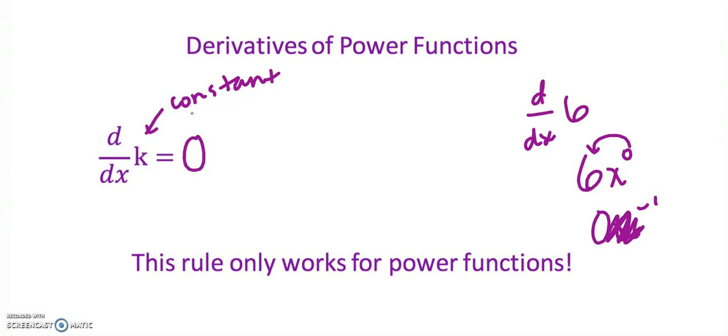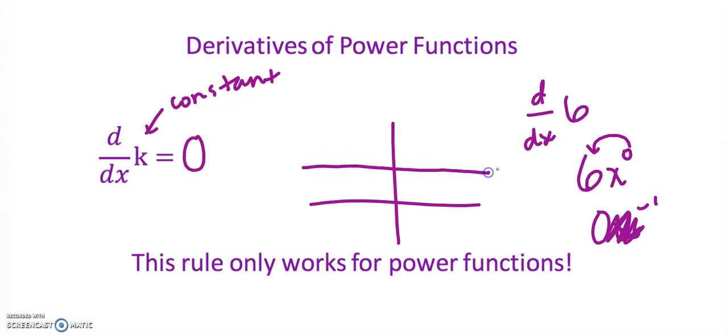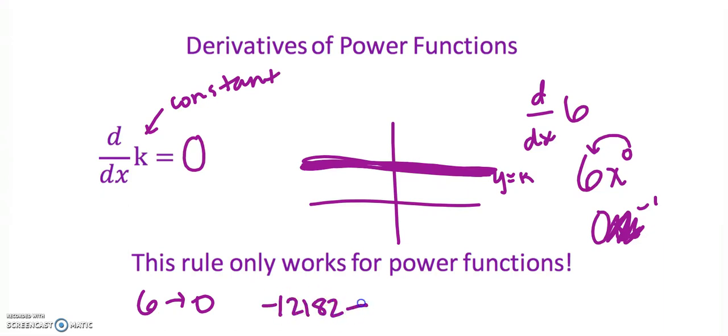So now again, let's think about this from a graph perspective. If I'm graphing a constant, it's just a horizontal line. And we said that derivative means slope. Mr. Lakin, what's the slope of a horizontal line? 0. 0 rise, only run. So our derivative of any constant is going to be 0. So the derivative of 6, like we had, is 0. The derivative of negative 12,182 is also 0. Someone's paying attention. The derivative of 3/4 is 0.